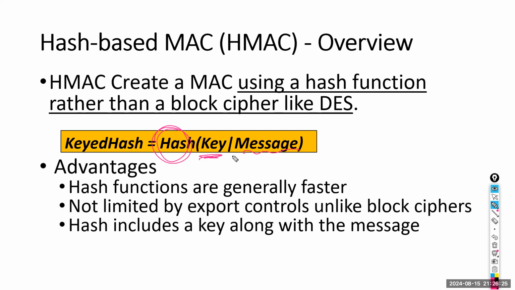When we use an ordinary hash algorithm as the MAC algorithm, we call that hash MAC, or HMAC. Okay. It's just a matter of selection rather than using a block cipher like DES. If you use a hash function for your MAC, then we call it HMAC. Okay.